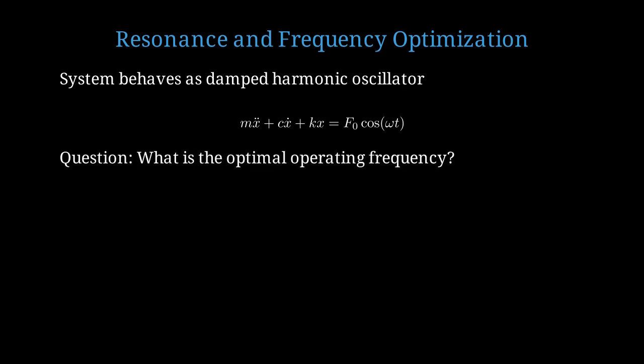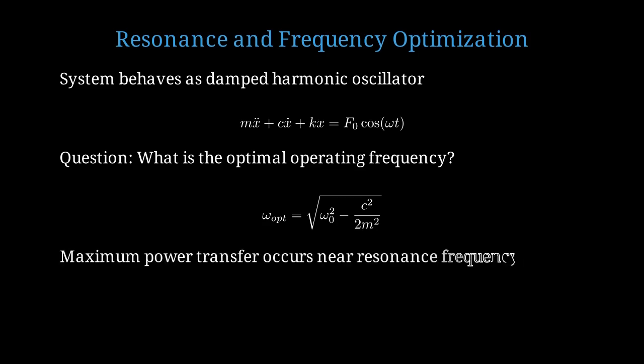Here's an important question. What is the optimal operating frequency for maximum power output? The optimal frequency omega opt equals the square root of omega 0 squared minus c squared over 2 m squared, where omega 0 is the natural frequency. Maximum power transfer occurs when the excitation frequency is near the system's resonance frequency. This is where amplitude is greatest.